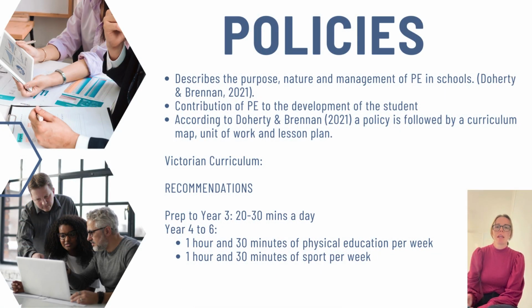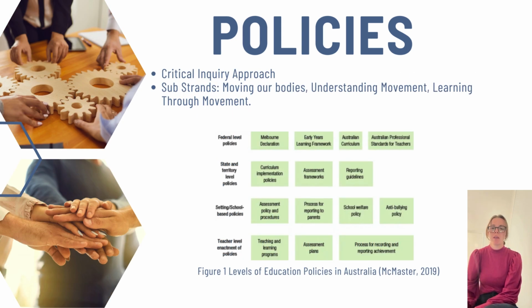Now, according to Doherty and Brennan, policies describe the purpose, nature, and management of PE in schools. Now, with a policy, it is generally followed by a curriculum map, a unit of work, and a lesson plan. Look at the diagram here. We can see the levels of educational policies within Australia, and it shows that there is a critical inquiry approach to our teaching method, and the substrands moving our bodies, understanding movement, and learning through movement can all be related to the policies and the curriculum plans that have been put in place.